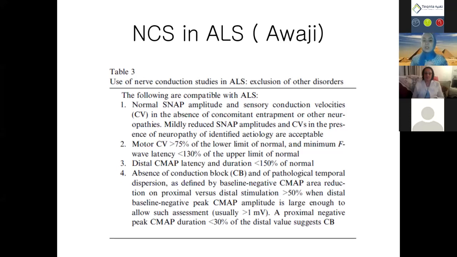The conduction velocities can be reduced, but not more than 75% of the lower limit of normal, because this is what you would expect to see in axonal pathologies. However, if the conduction velocity is reduced to less than 75 or 70%, then I must really think that this patient might have some sort of demyelinating neuropathy, which is like good news for him, right? And the F wave latency less than 130% of the upper limit of normal. Of course, in the absence of conduction block.